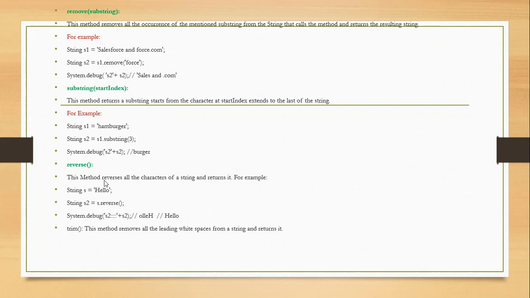Next, reverse. This method reverses all of the characters of the string and returns it. For example, string s is equal to 'hello', string s2 is equal to s.reverse(), System.debug(s2) gives 'olleh'. Next, trim. This method removes all leading white space from the string and returns it.